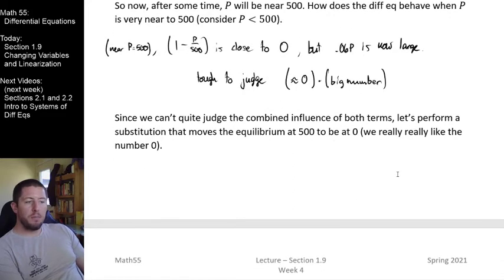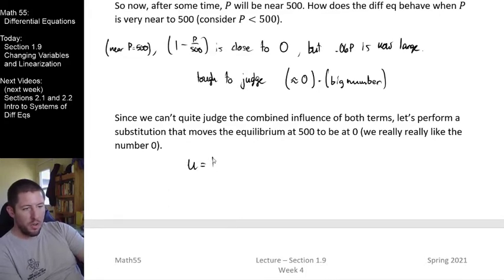All right. So the substitution that we're going to make is going to move the equilibrium at p equals 500 to instead be located at some other variable being equal to zero. Right. And so the substitution that I think would be reasonable then is to say we want to move the equilibrium at 500 to zero. How do you make the number 500 be the number zero? Well, you subtract 500 from it, right? So I'm thinking of the substitution u equals p minus 500.